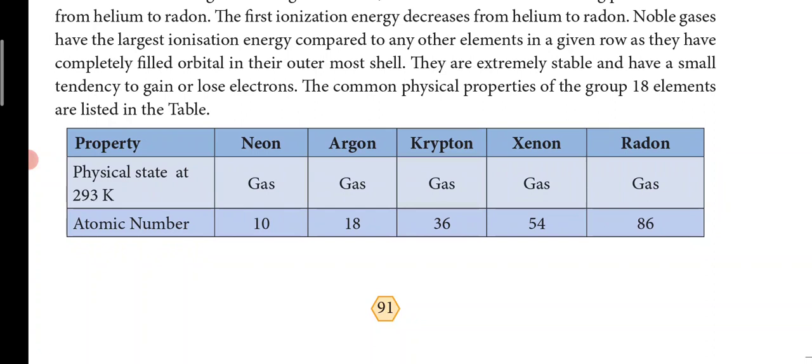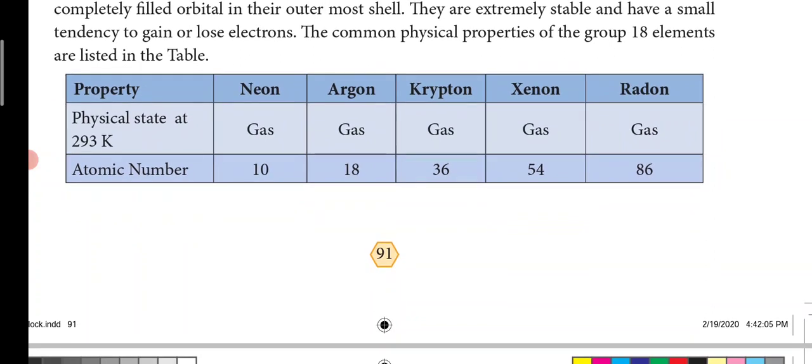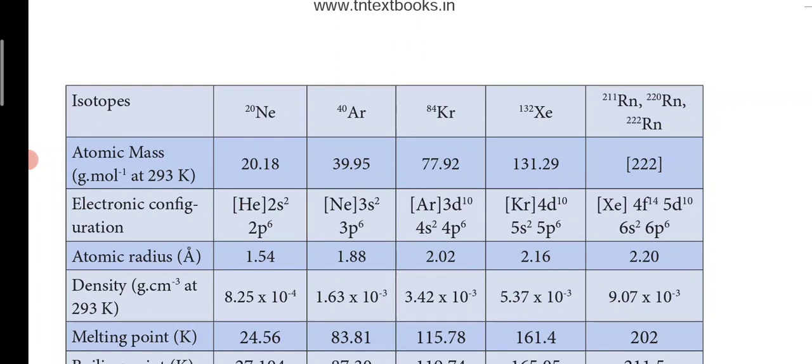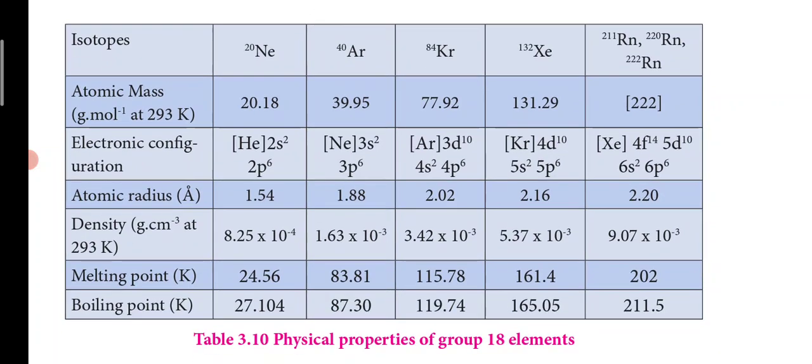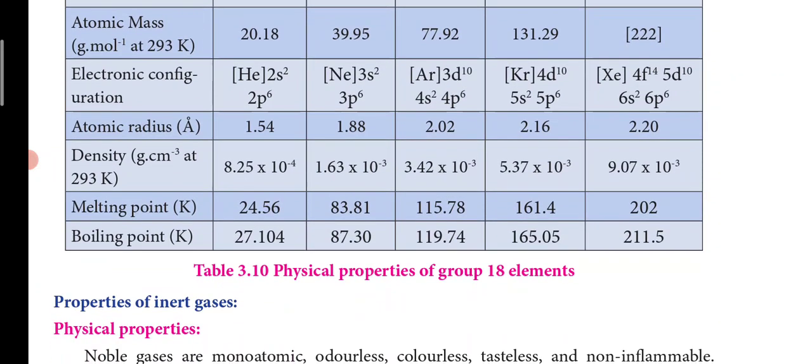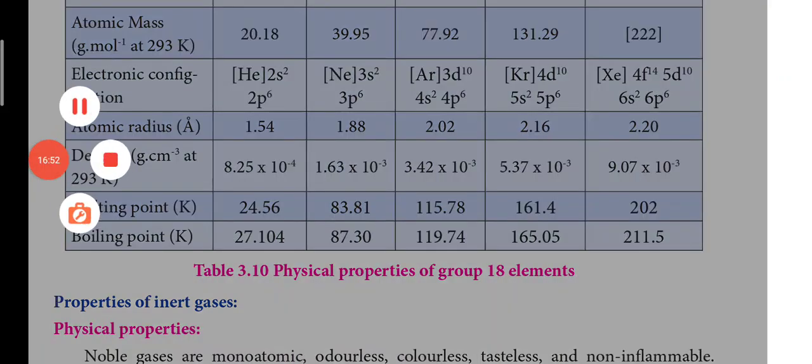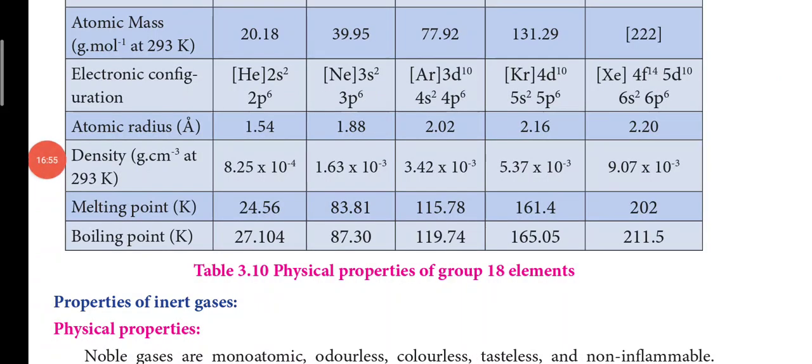The most common physical properties of group 18 elements are listed. All are gases. Their atomic numbers, isotopes, atomic masses, electronic configuration, atomic radius and density are here. Melting point is increasing, boiling point is also increasing.